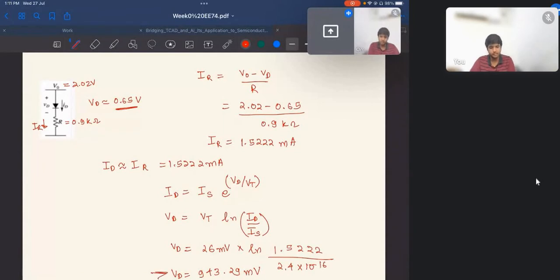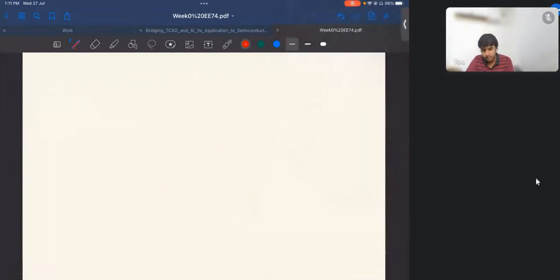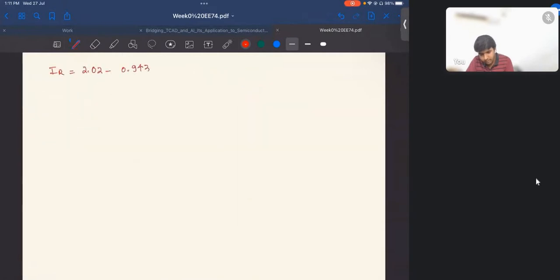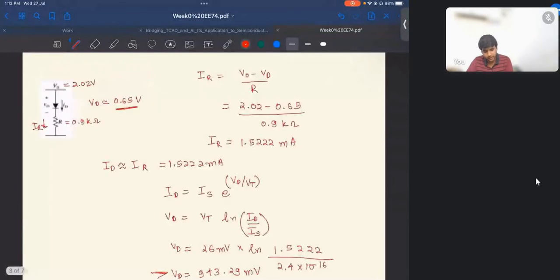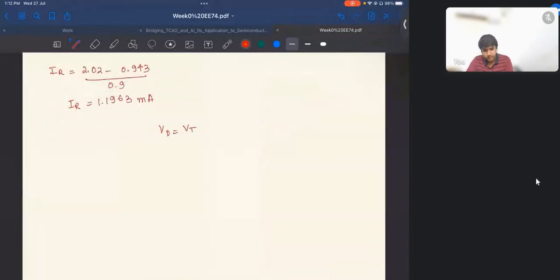So we will again calculate IR. IR now will be 2.02 minus 0.943, divided by 0.9. This will give us IR equal to 1.1963 milliampere. Now if we calculate Vd again, Vd equals Vt ln(Id by Is).